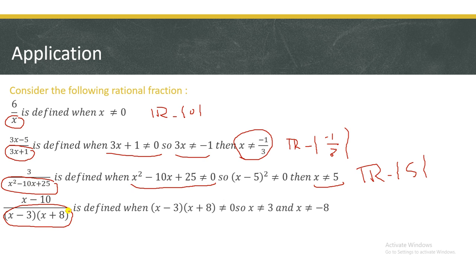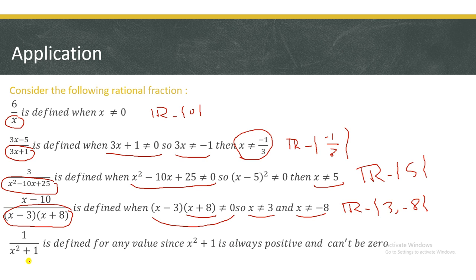X minus 3 times x plus 8 does not equal 0. Okay, x minus 3 does not equal 0. This means x does not equal 3. X plus 8 does not equal 0. This means x does not equal minus 8. Then the domain is all real numbers except 3 and minus 8.